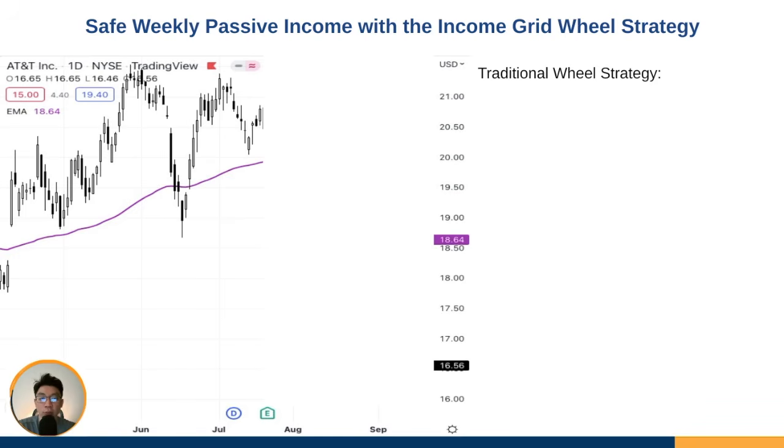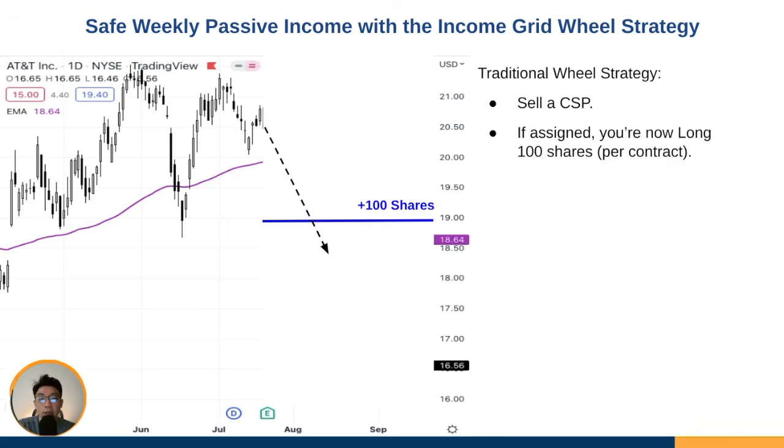First of all, if you're not familiar with it, the traditional wheel strategy is basically just this. You start off by selling a cash secured put, which means you actually intend to get assigned on it and then get the underlying shares. For every short put option that you have on, if you're assigned, you're going to be long 100 shares. So let's say the market comes down and at expiration you're assigned; you're now long 100 shares per contract. That's the very first stage of the traditional wheel strategy.